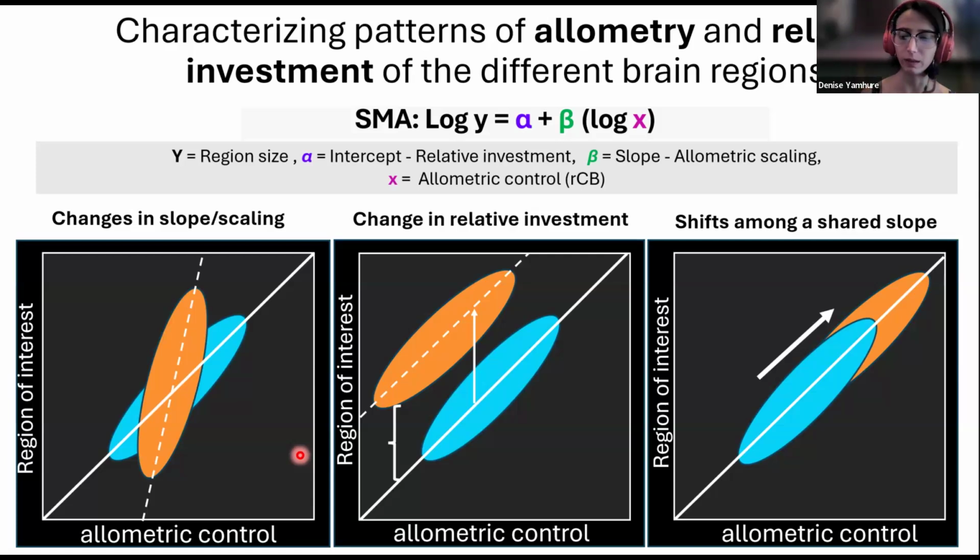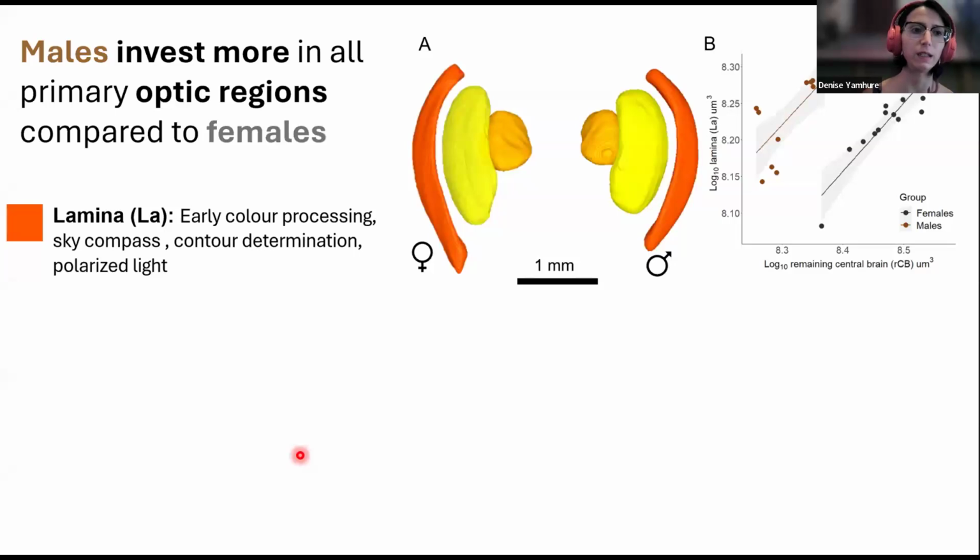And so when we ran this analysis, the first thing that I found is that males invest more in all primary optic regions compared to females. Primary optic centers are not involved in cognitive processes, but are just involved in sensory processing. The first region that you see enlarged in males compared to females is what we call the lamina. Here are the regression lines for males and for females. Again, what we're seeing here is case number 2, where we have a higher intercept in males compared to females.